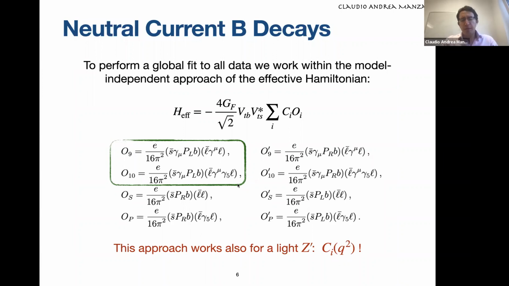Now, let me note, and this will be important for the last part of the talk, that the same approach can also be used to study models with the light Z prime, where of course now one is not working anymore in a proper effective field theory, and in fact the Wilson coefficients keep the q² dependence, where q is the four-momentum of the Z prime. Anyway, this is just to introduce you to how these studies are performed.